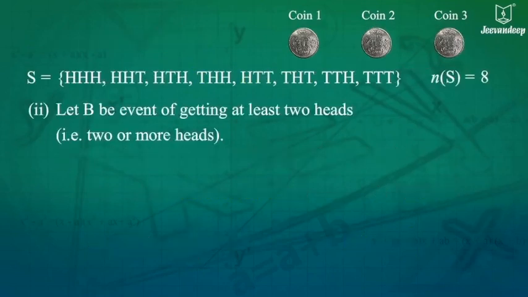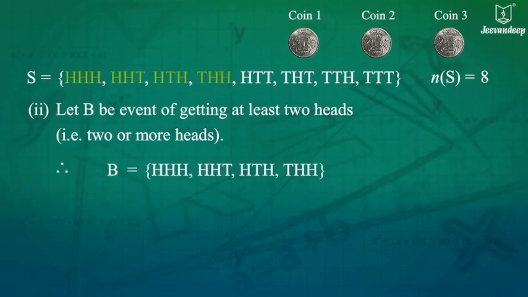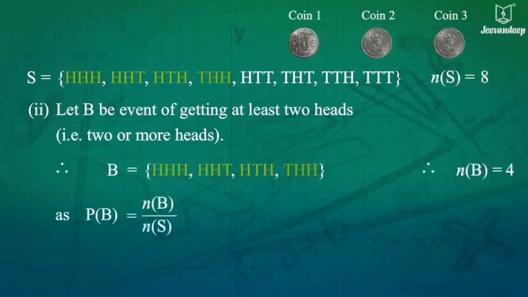2. Let B be the event of getting at least 2 heads, that is, 2 or more heads. Looking for the elements in sample space having at least 2 heads, we get, therefore N(B) equals 4, as P(B) equals N(B) upon N(S). Putting the values of N(B) and N(S), we get 4 upon 8 equals 1 upon 2. That is, probability of event B equals 1 upon 2.